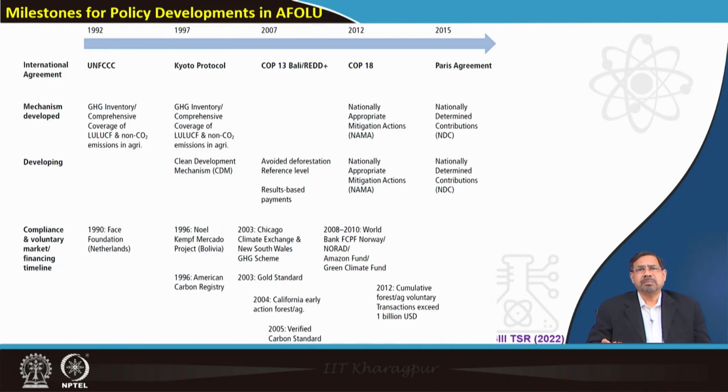Then the mechanisms have been developed. In the last one, that means the Paris Agreement, nationally determined contributions called NDCs have evolved, and the compliance and voluntary market financing timelines evolved during COP 18 in 2012. Between 2008 and 2010, the World Bank FCPF, Norway's NORAD, the Amazon Fund and all these things came up, and the Green Climate Fund emerged. So, these are the various milestones as far as policy development in this sector.